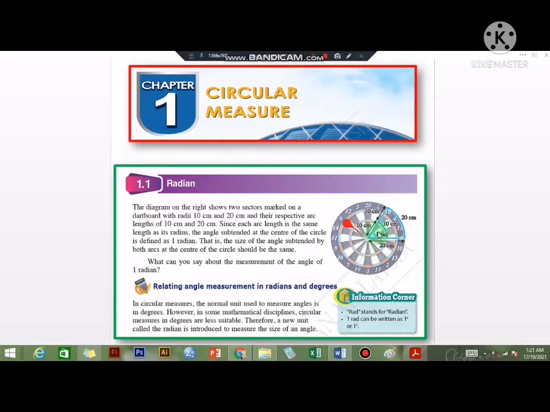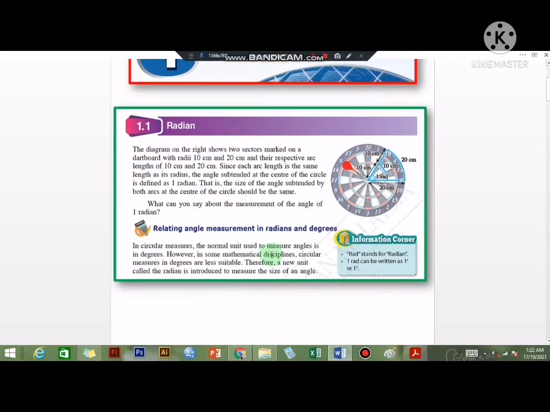Before this, you learned angle in the unit of degree, right? But in this chapter, you are going to learn the unit of radian to represent the angle. The size of the angle subtended by both arcs at the center of the circle should be the same. What can you say about the measurement of the angle of 1 radian? Remember just now, we consider it as 1 radian if the radius is equal to the length of arc.